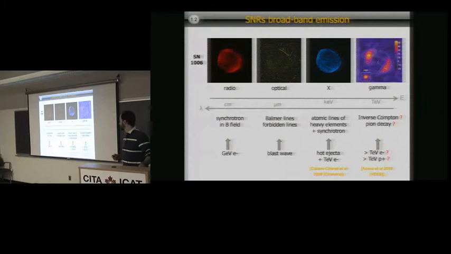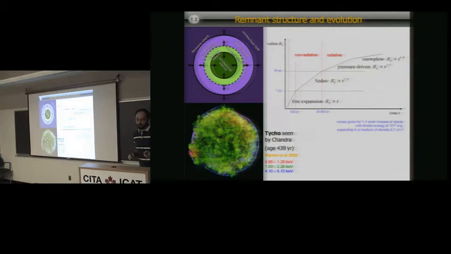And so this is a snapshot, after 1,000 years. The structure is evolving in time, of course. And this is a sketch of the remnant. So first, let me recall that there are actually two shocks.